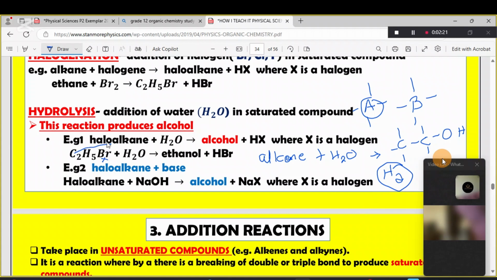But in this case, since I have a haloalkane plus water, right? A haloalkane, it's the C and then the X, right? I'm going to remove the X, and in place of X I put OH. And remember that there was another H in the water, right? Because it has two, and here I only have one, meaning that H that's remaining will go with my X.